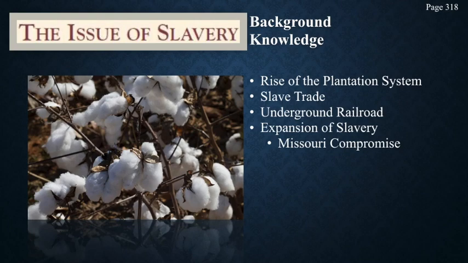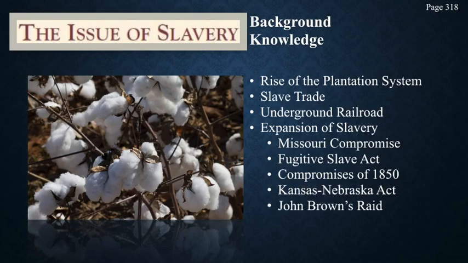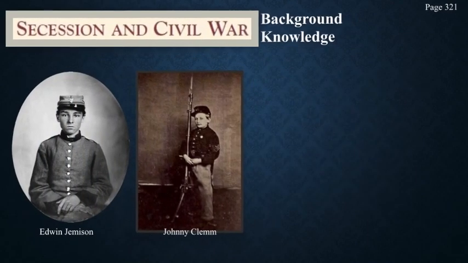So at the same time Missouri was brought into the Union as a slave state, Maine was created and brought into the Union as a free state. The upside, balance of power in the Senate stays the same. The downside, more human beings are going to live their lives in bondage. We already talked about the Fugitive Slave Act, which is part of the compromises of 1850. We already talked about the Kansas-Nebraska Act, so we'll go on. And we already talked about John Brown's raid.